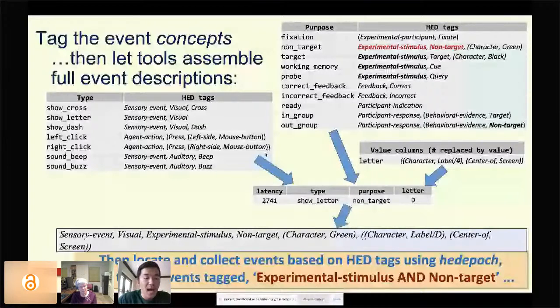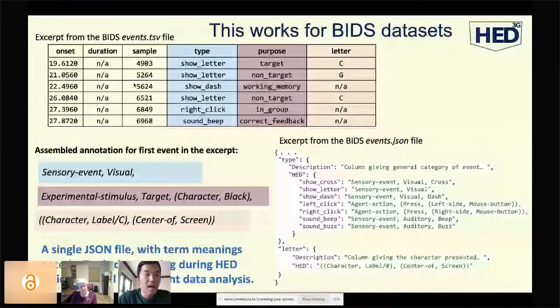So the process I just described in terms of the EEGLAB environment is also applicable for BIDS. HED has been accepted by BIDS for a while now. In BIDS, the event table is stored in the events.tsv file, similar to the event table in the EEGLAB event structure. The HED annotation can be stored in the events.json file.